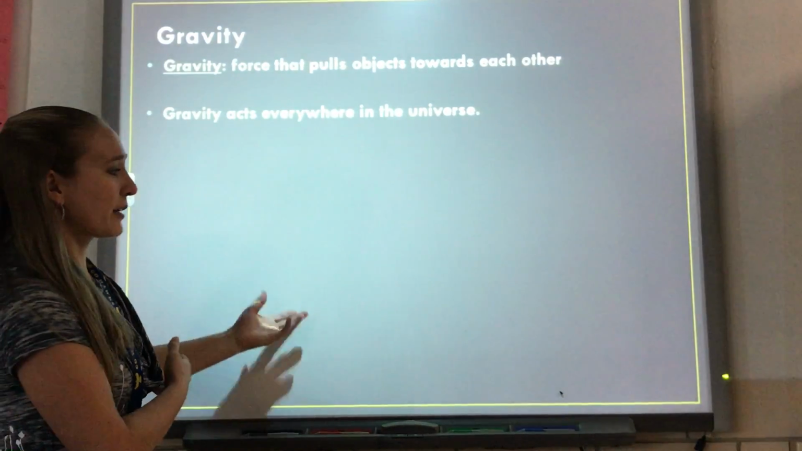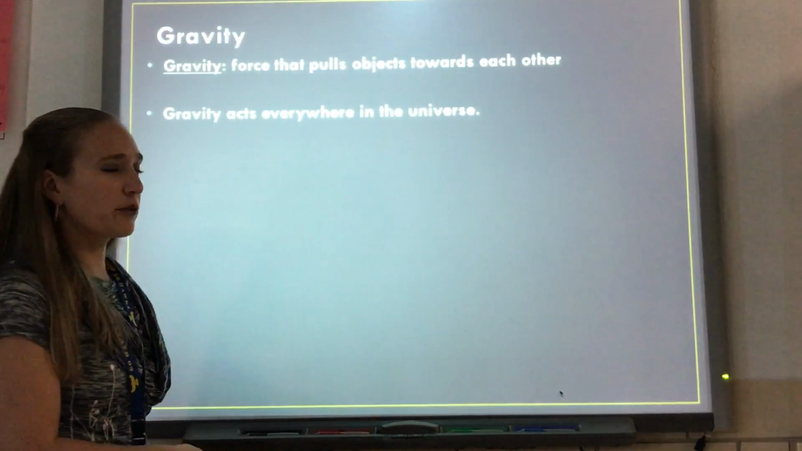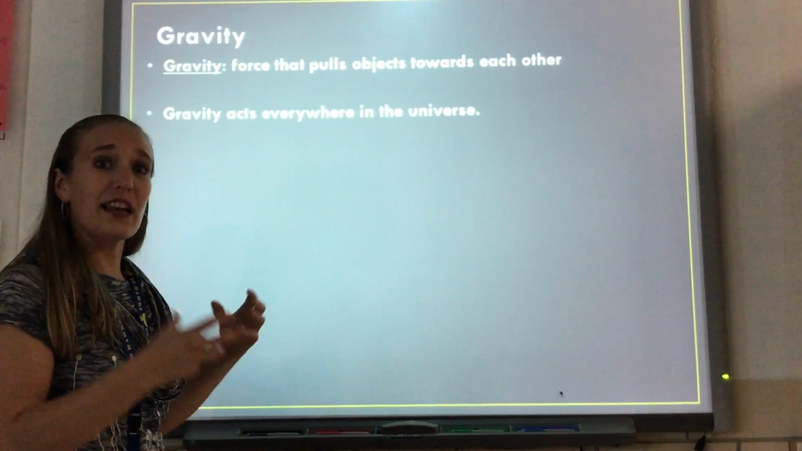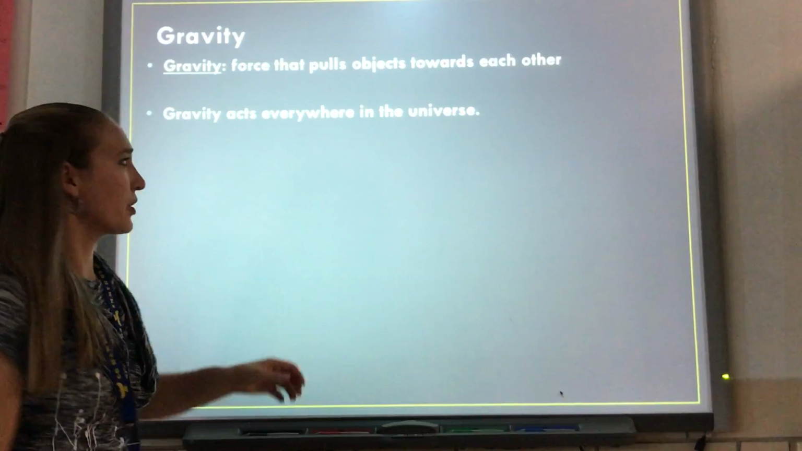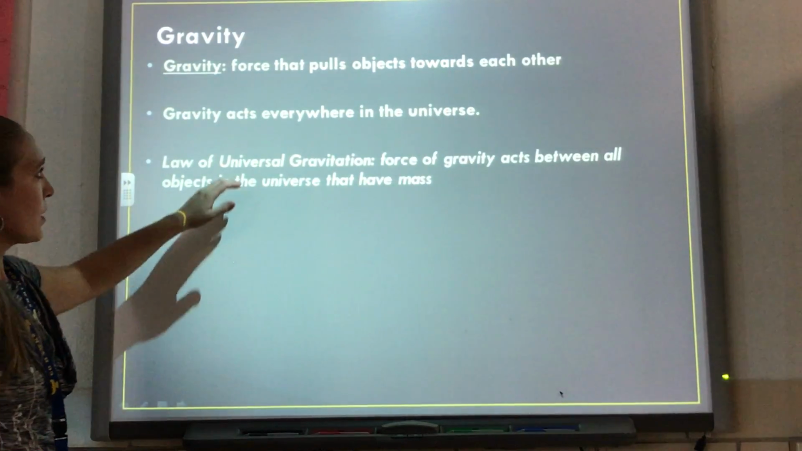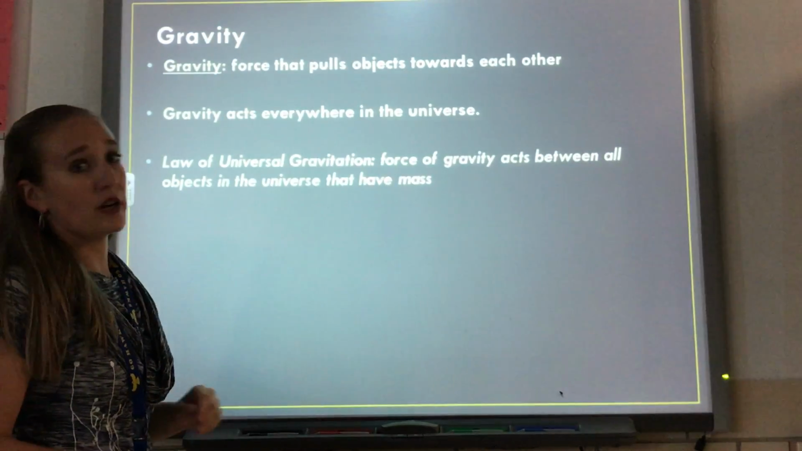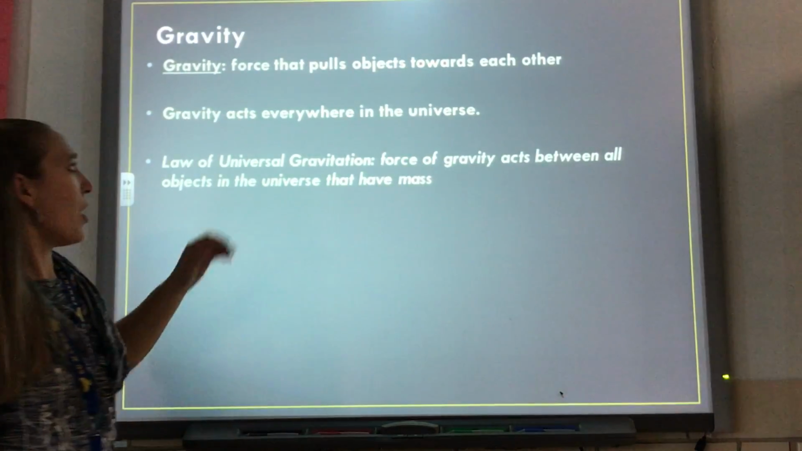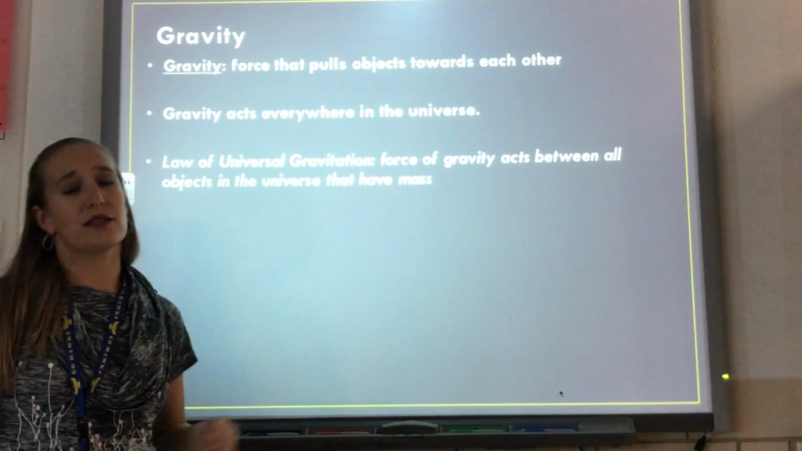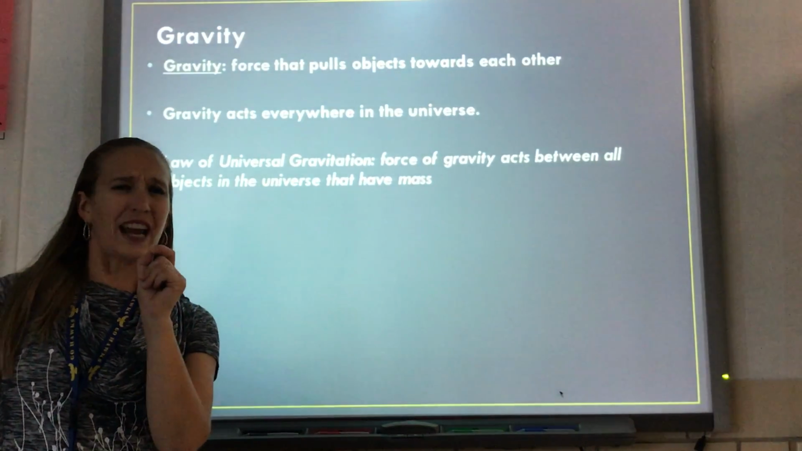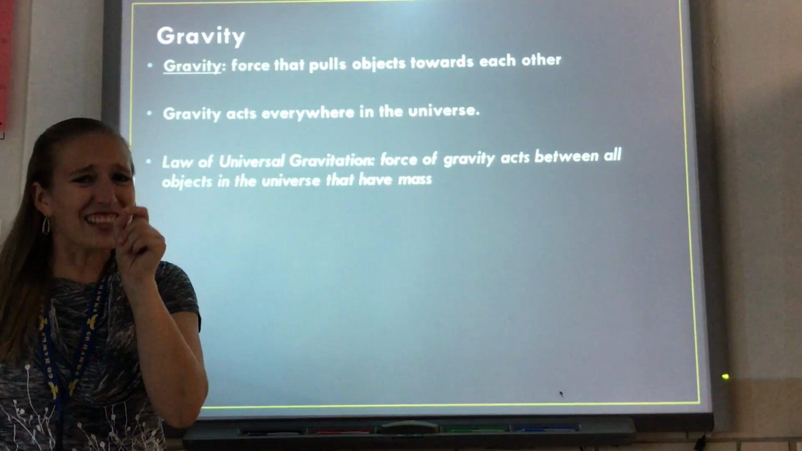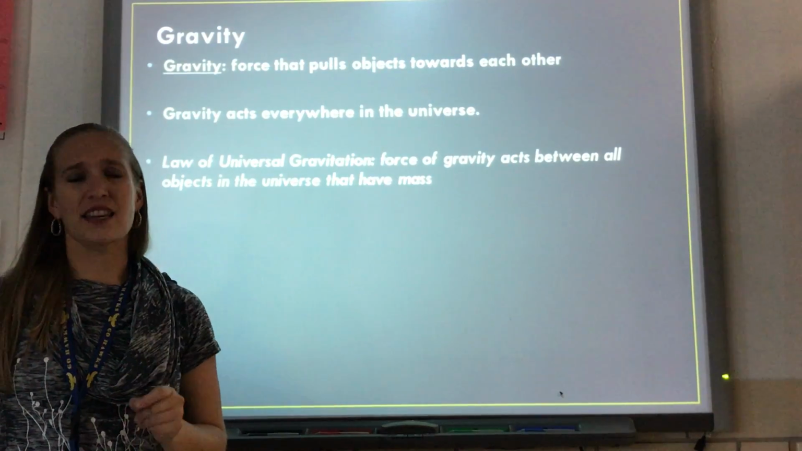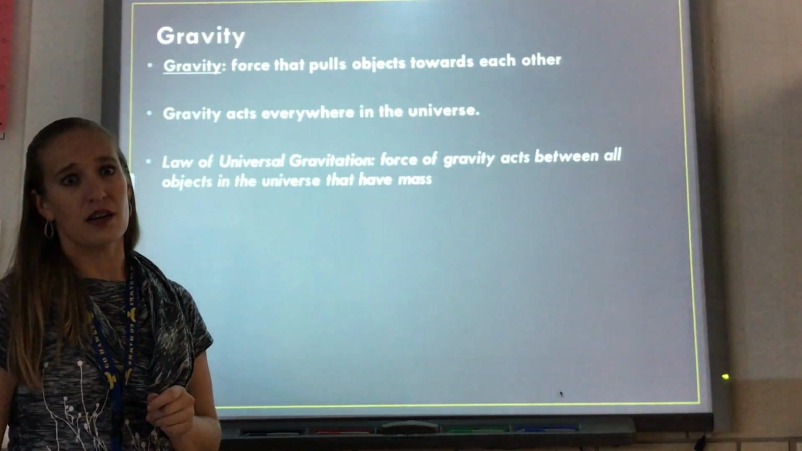Heck, I'm even being attracted to the smartboard. Is it strong enough to where I'm plastered up against it like a magnet? No. But it is pulling everything together. The law of universal gravitation says a force of gravity acts between all objects in the universe that have mass. Even a little tiny speck of dust has a little tiny bit of mass. So that itty bitty little speck of dust is still being attracted to us.